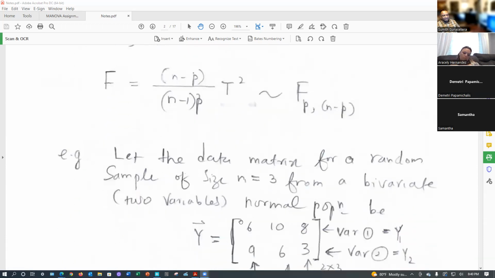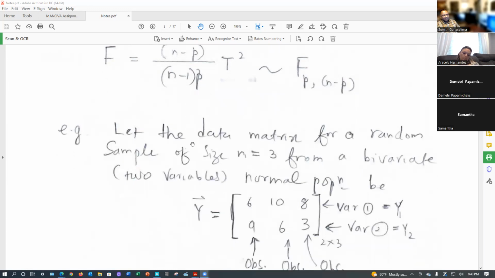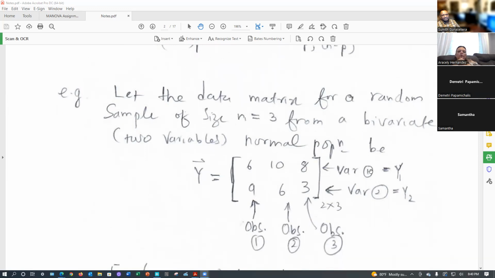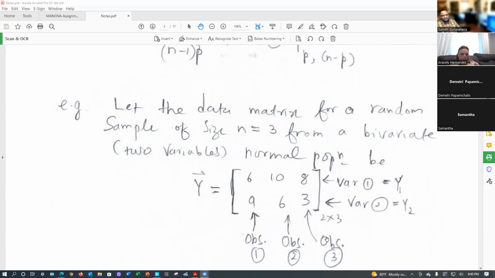To get an idea, let the data matrix for a random sample of size n equals 3 from a bivariate, 2 variable, normal population be like this. You have 2 variables, 3 observations. Y1, y2. It's a 2 by 3 matrix. This is my y, the whole data. This is the first observation, second observation, third observation. It's test 1, test 2. Student 1, student 2, student 3.